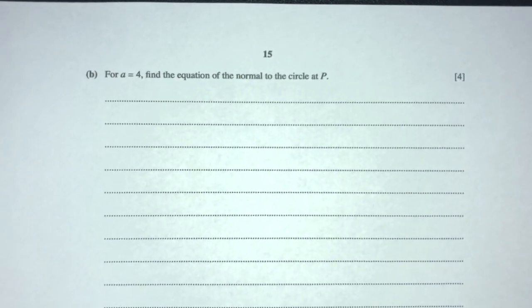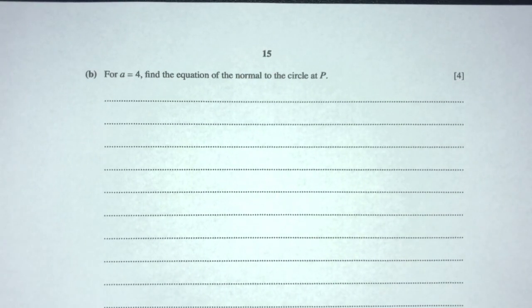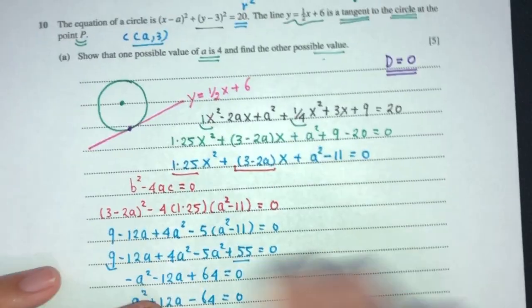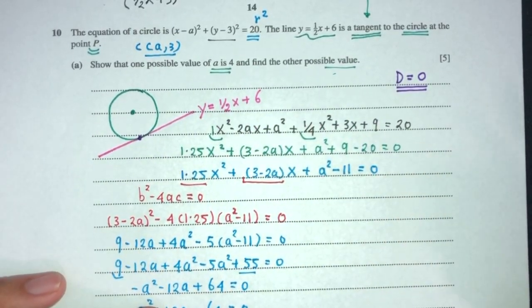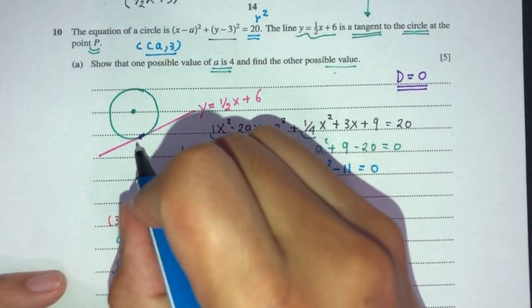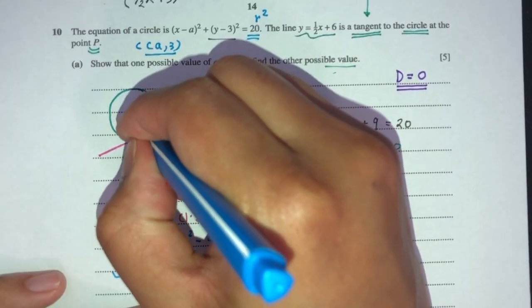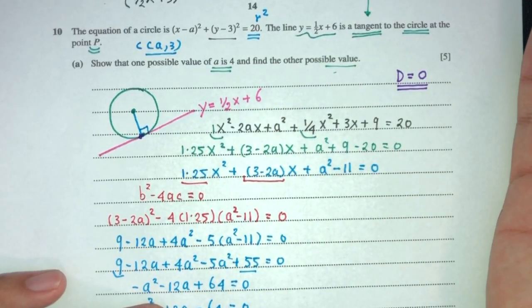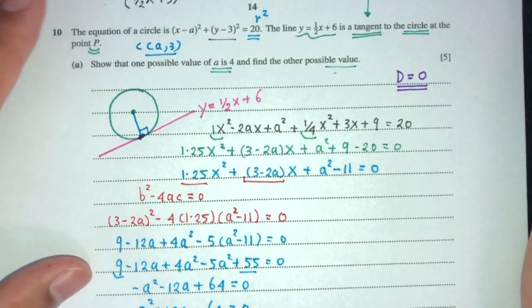Now let's move on to question part B. So now we are moving on with a value of a equal to 4. We have to find the equation of the normal to the circle. Okay, so let's try this. Now before we even begin, usually, I think we have learned this in O-level. Let's say I have a tangent to my circle. If I were to join the point of intersection, this point, to my radius, I understand this has to be 90 degrees over here. We have done this in O-level, right? We should know this.